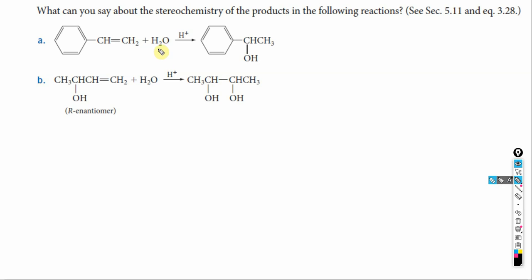So this problem asks you to comment on the stereochemistry of the products formed in these reactions, and this is again something that we discussed in the classroom, where when you can have a newly formed stereogenic center from a non-stereogenic center containing molecule, you can have both of the enantiomers formed in equal amounts.